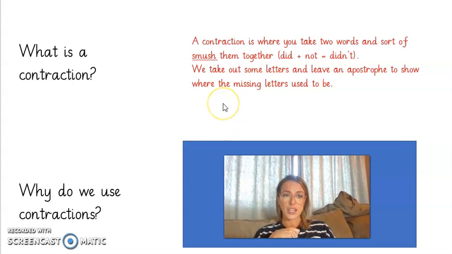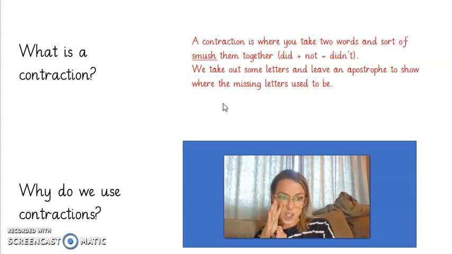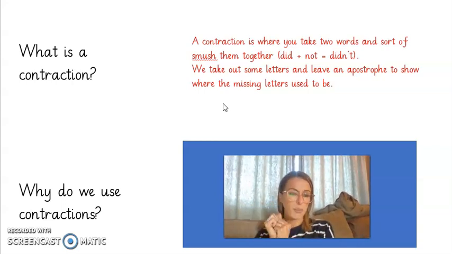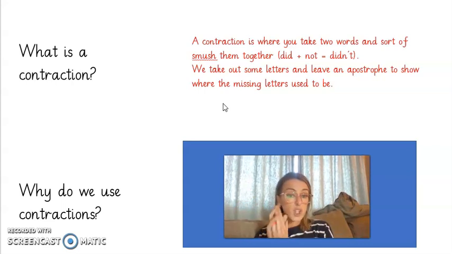A contraction is where you take two words and sort of smush them together. That's not the technical term. You contract them. That's what we should say. But you kind of smush them together into one word, and we take out some letters. So, for example, here I've got did not, and that becomes didn't. And that's what we call a contraction.